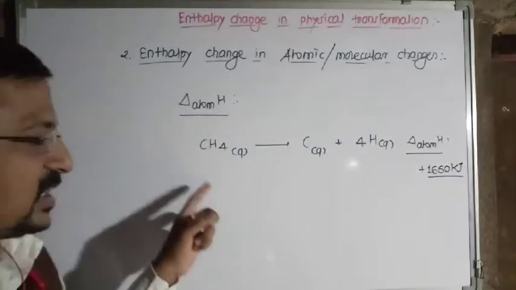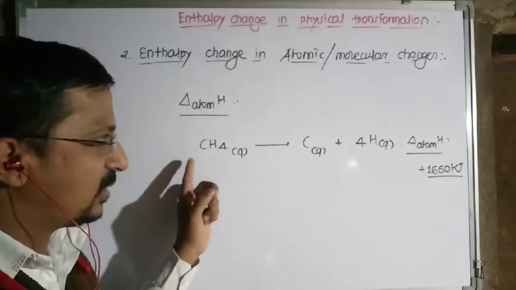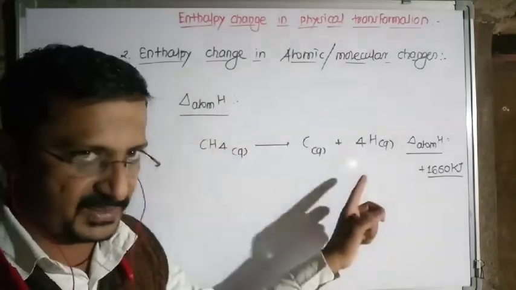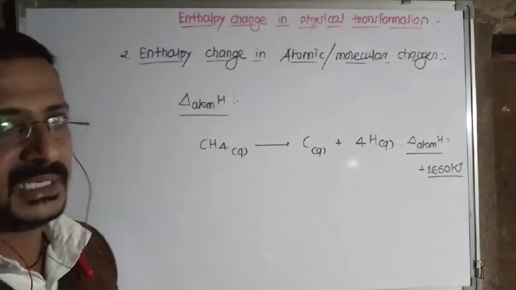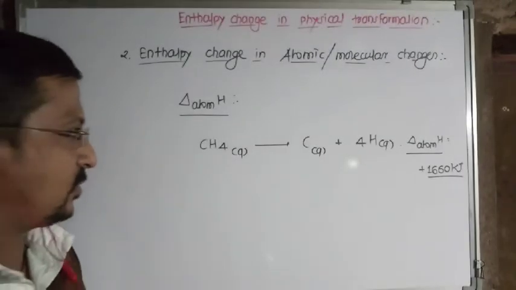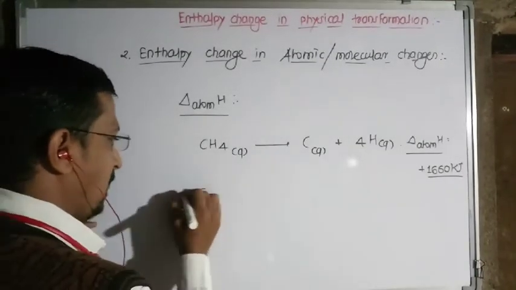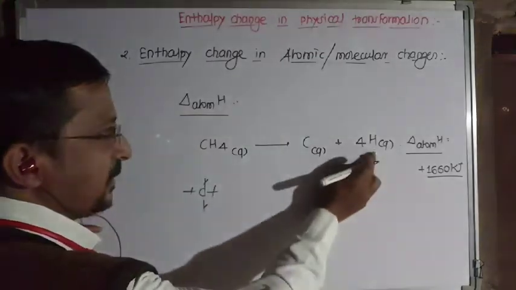This is the enthalpy change when one mole of a gas phase molecule is converted into its atoms. Whatever enthalpy change occurs in that process is called the enthalpy of atomization. So all bonds have to be broken here: carbon and 4 hydrogen. The 4 hydrogens must be separated from each other.